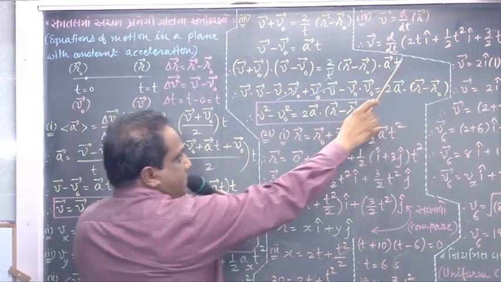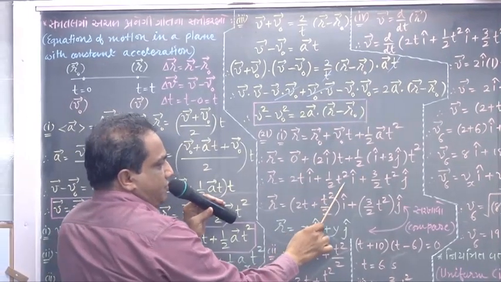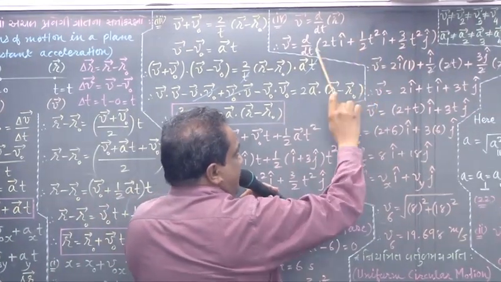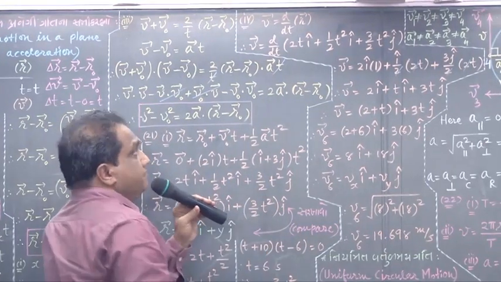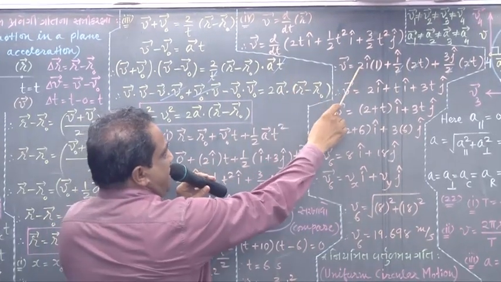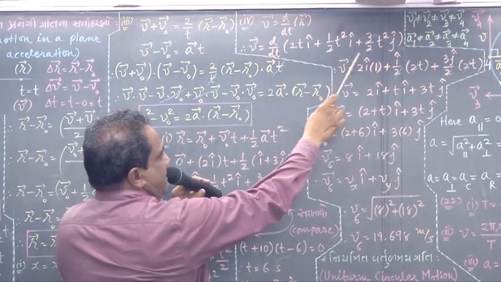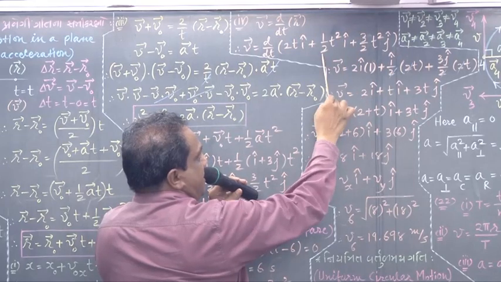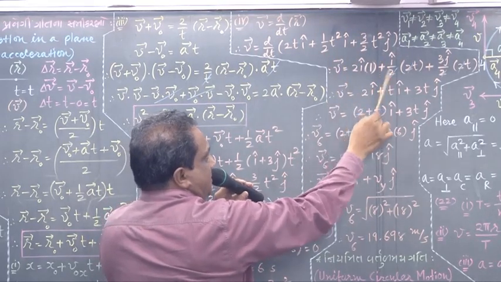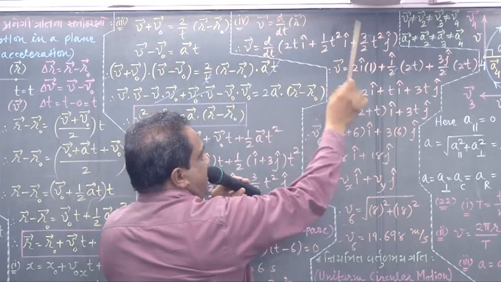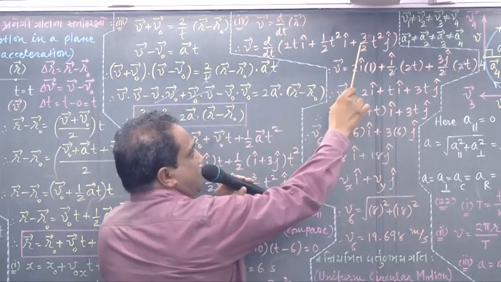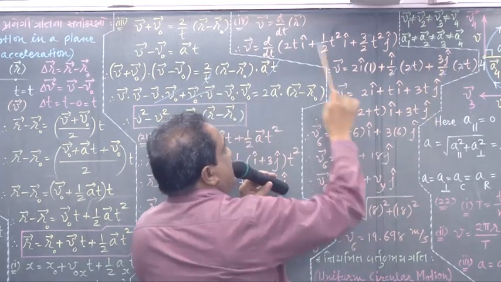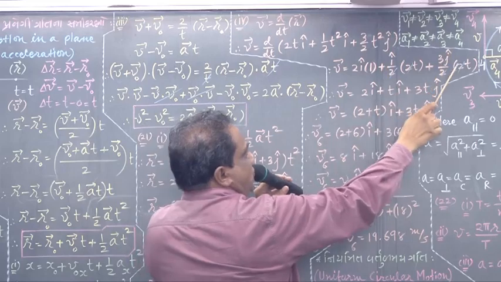2t i hat plus 1 by 2 t square i hat plus 3 by 2 t square j hat. Take d by dt one by one in each term. 2 i hat is constant, d by dt of t is 1. Then 1 by 2 i hat, that is i hat by 2, constant. d by dt of t square is 2t. 3 by 2 j hat is constant, d by dt of t square is 2t.